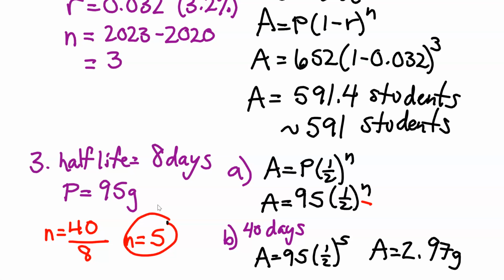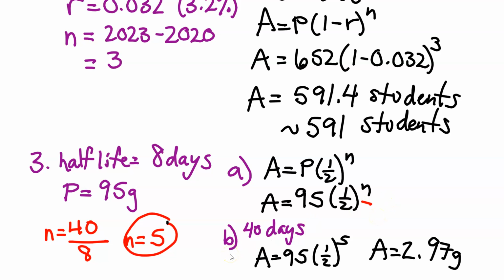All right, so we use the equation A is equal to P times 1/2 to the power of n. It tells us that it's a sample of 95 grams, so that's our P value. We're going to plug that in to the power of n.